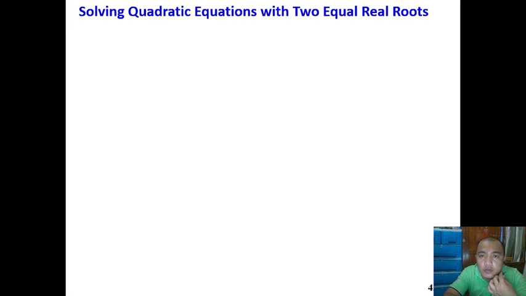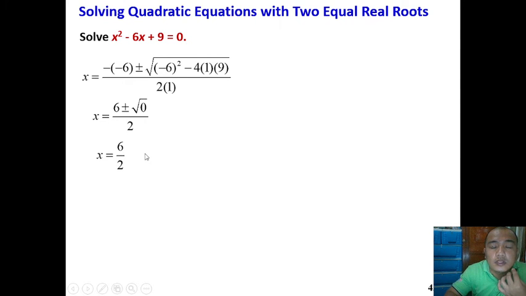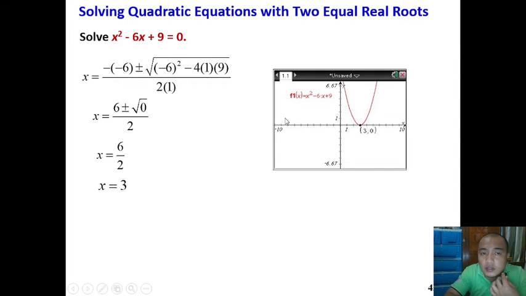Solving quadratic equations with two equal real roots. x squared minus 6x plus 9 equals 0. By quadratic formula, A is 1, B is negative 6, C is 9. Negative 6 plus or minus the square root of negative 6 squared minus 4 times 1 times 9, all over 2 times 1. 6 plus or minus 0, since 36 minus 36 is 0, all over 2. So 6 divided by 2 is 3. Okay. This means that there are two solutions, which are 3 and 3. Okay, they are equal. Equal roots. So this time, it touches the x-axis only once.